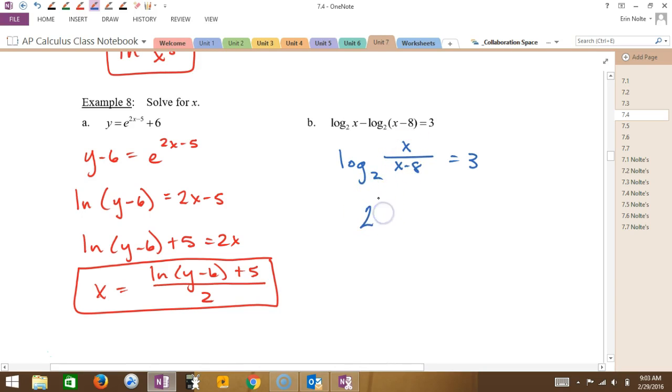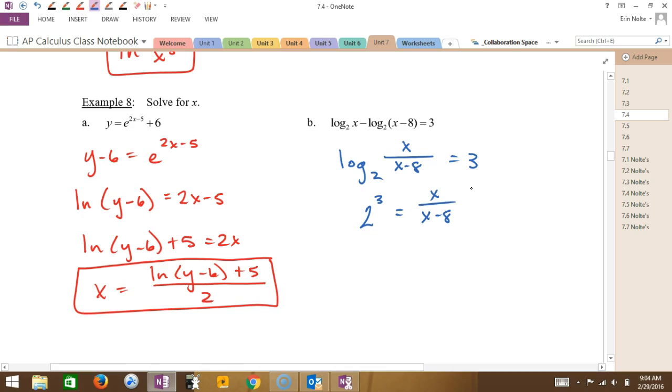So we have 2 to the third is equal to x over x minus 8. Okay, at this point it gets a little bit more complicated. How do I solve this if I have an x in the bottom? Nope, they cannot cancel because you've got a minus in the bottom. So you've got to multiply the quantity x minus 8 to the other side.